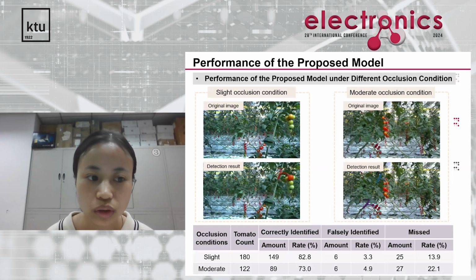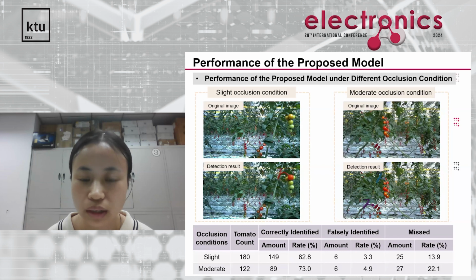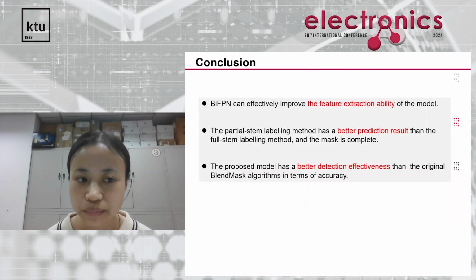To evaluate the performance of the proposed model under different occlusion conditions, it is divided into light and moderate occlusion according to the degree of occlusion of the marked area. The results indicate that the algorithm proposed in this study did not correctly predict the relative position of the tomato batches when the occluded area exceeded 30%.